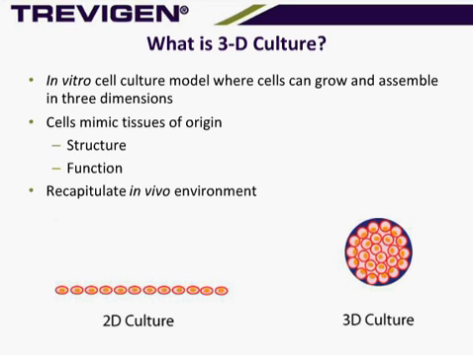So they're able to take the shape of the tissue of origin for each cell type. They assume similar morphology or structure, as well as function, gene expression and protein expression. The key to creating 3D culture really is to be able to recreate the in vivo environments and allow the cells to initiate their own cell program.